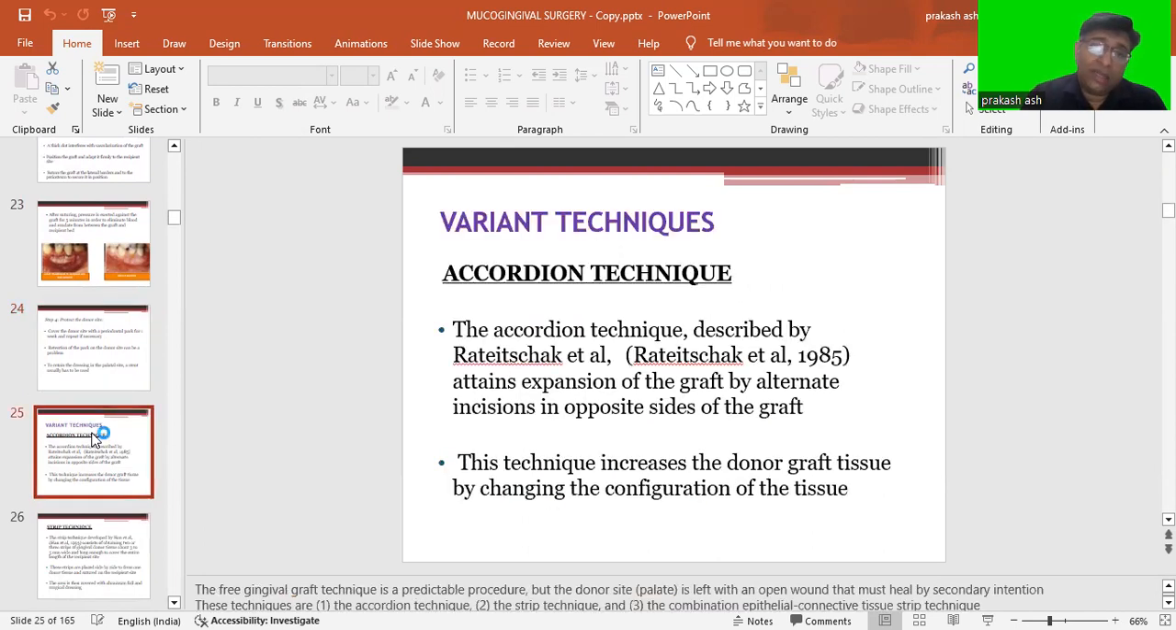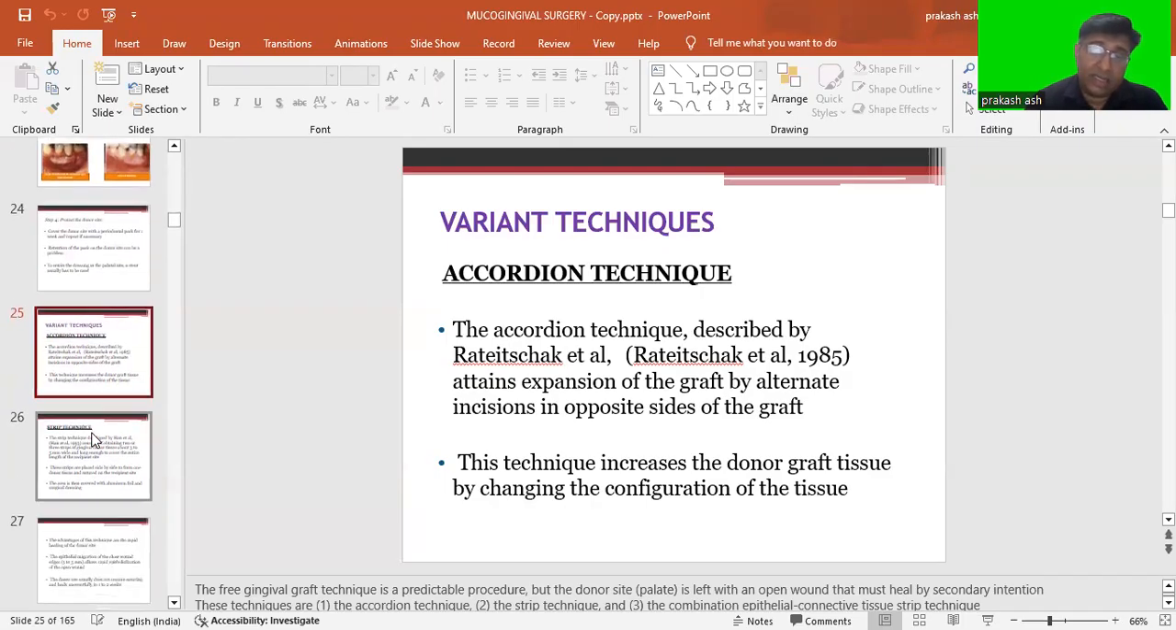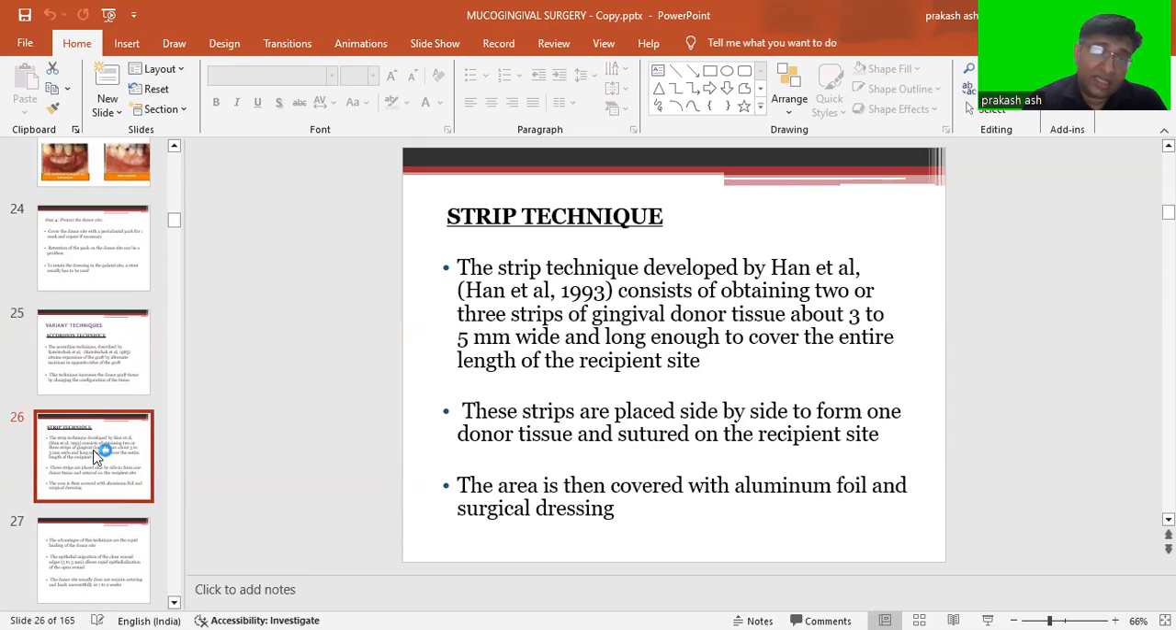Now, there are other techniques other than the technique which we discussed earlier, that is the accordion technique. The accordion technique was described by Rakshak in 1985. It attains expansion of the graft by alternate incision in the opposite sides of the graft. This technique increases the donor graft tissue by changing the configuration of the tissue.